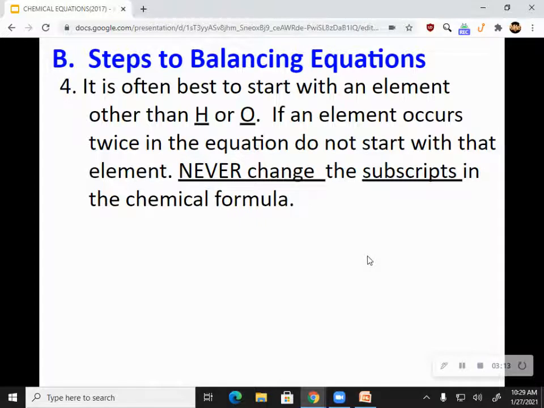Now, remember, we can never change the subscripts. The smaller number cannot change in the chemical formula, or else it changes the entire substance completely. The only thing we can do is put numbers in front of our different elements and compounds, or our products and reactants.